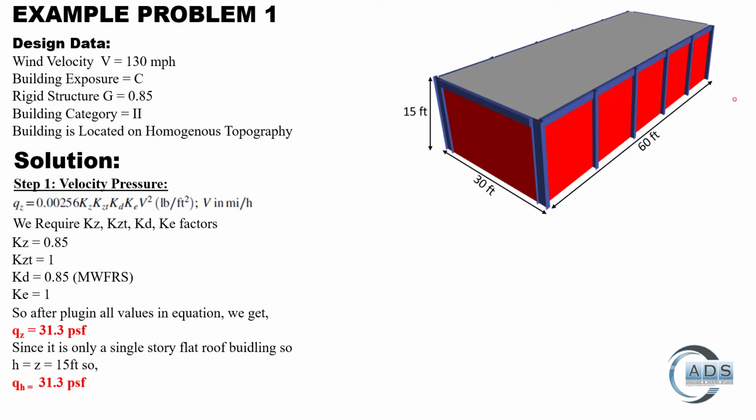Since it is only a single story flat roof building, H, the mean roof height, is equal to Z, which is 15 feet. So Q subscript H is also 31.3 psf. Remember these values, it is helpful when we are calculating the final wind pressures.